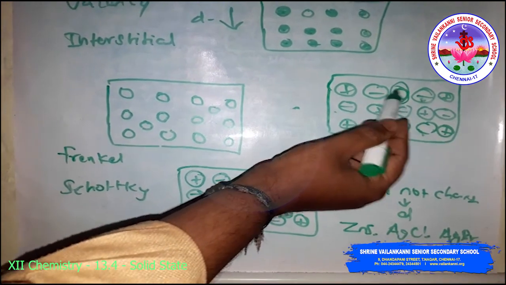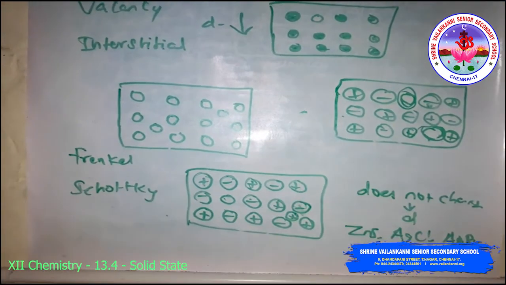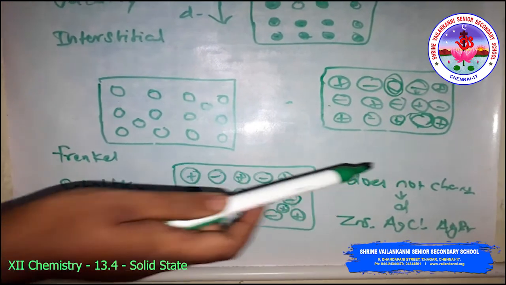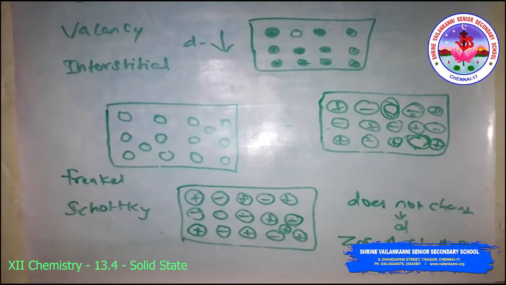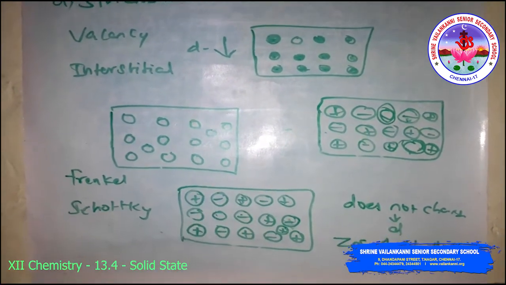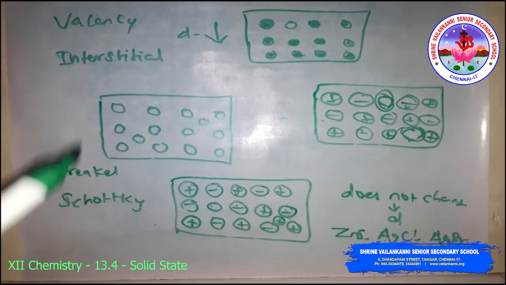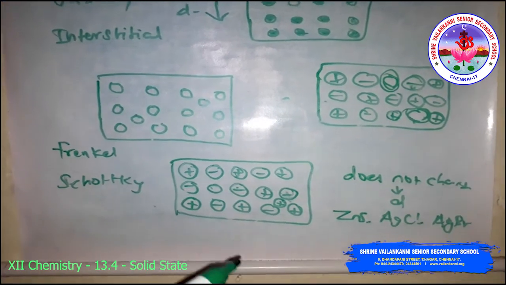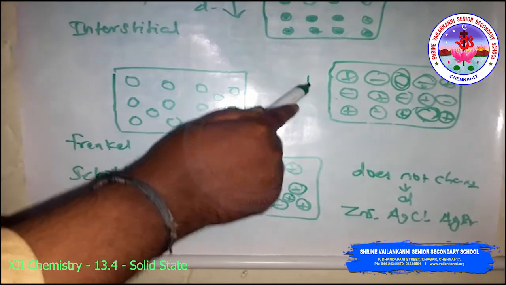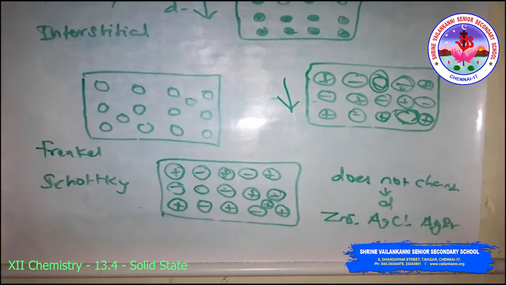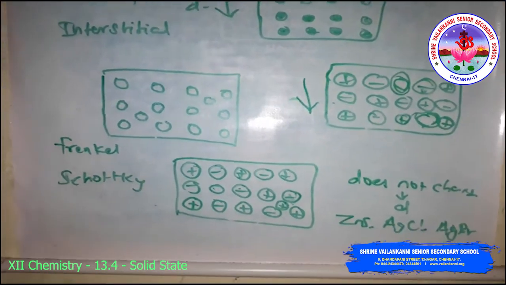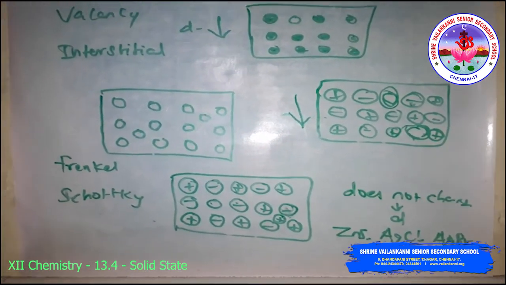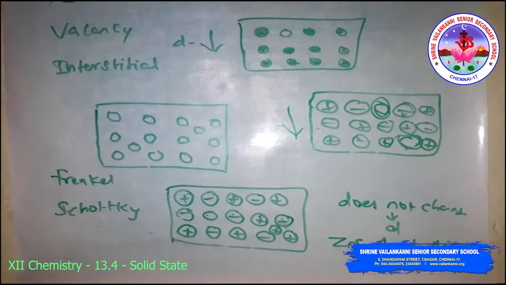Look at here. Here the positive ion and here the negative ion. That is, an equal number of cations and anions are missing. So this type of defect is called a Schottky defect. Usually this simple vacancy defect, the Schottky defect, decreases the density of the substance. The number of defects in ionic solids is quite significant.